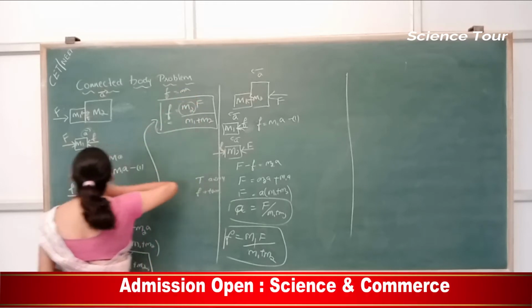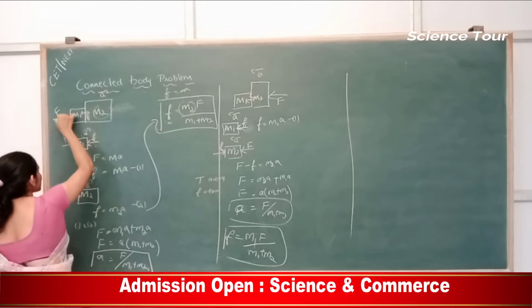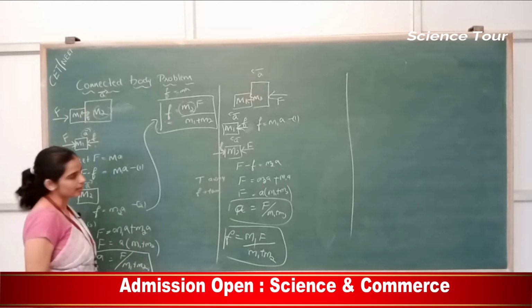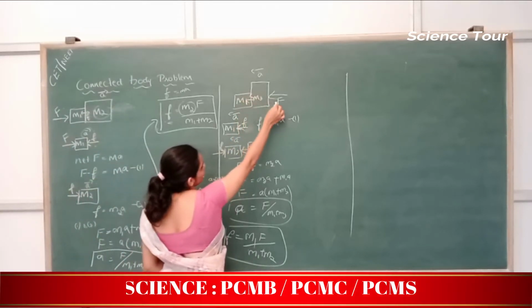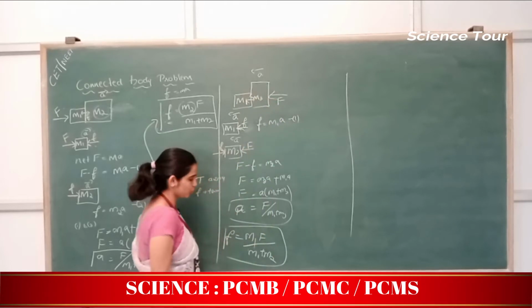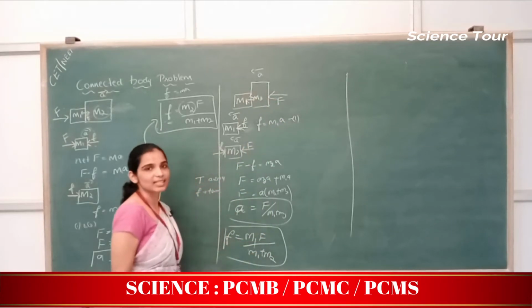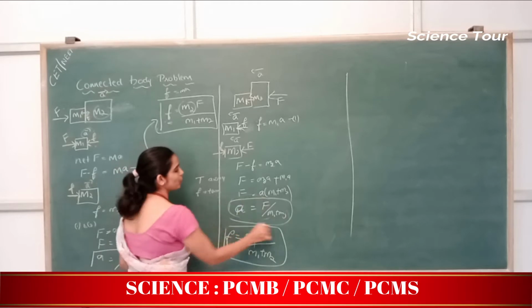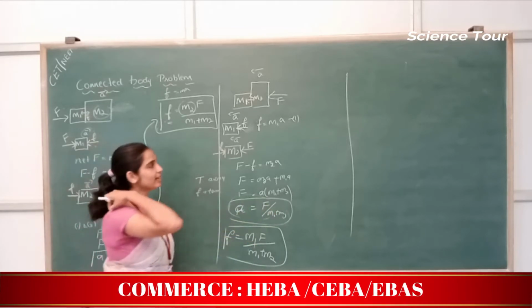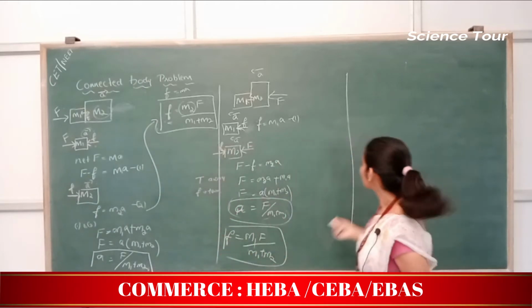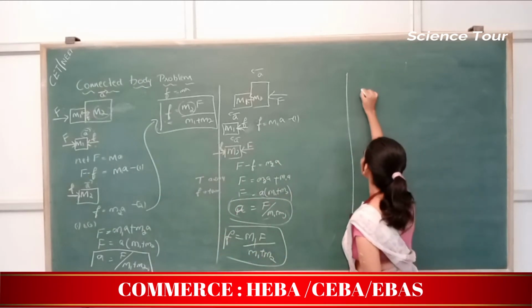So which mass should you consider? The mass on which the external force is not acting. Here, the mass on which the external force is not acting is m1, because the external force is acting on m2. So m1 times acceleration. Acceleration is easy to find out: external force by total mass. Right?